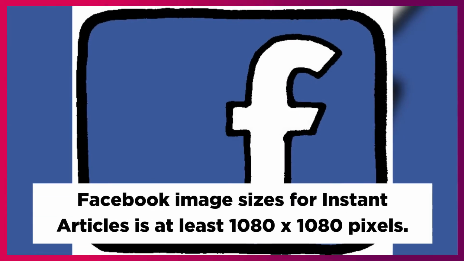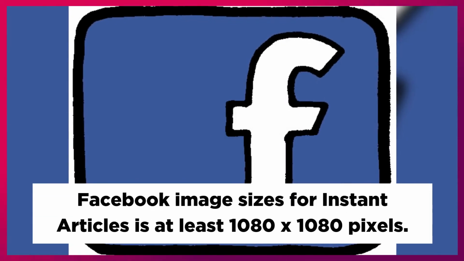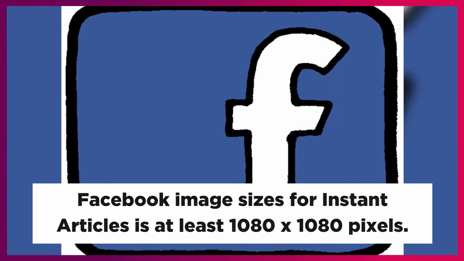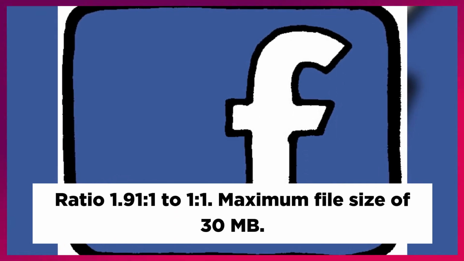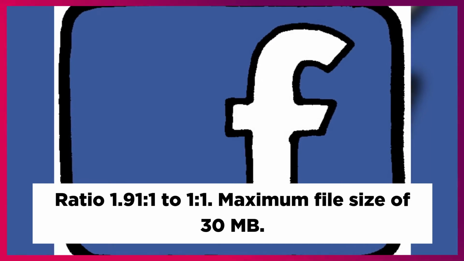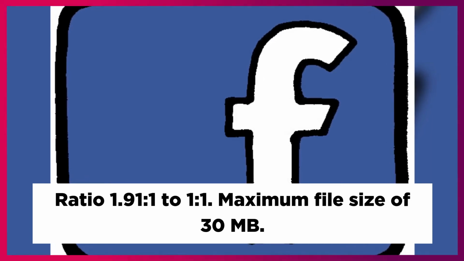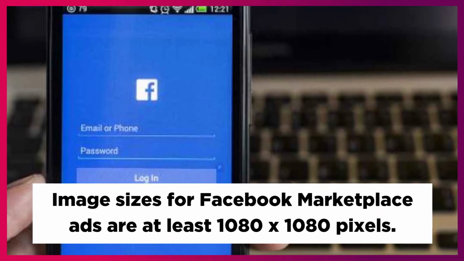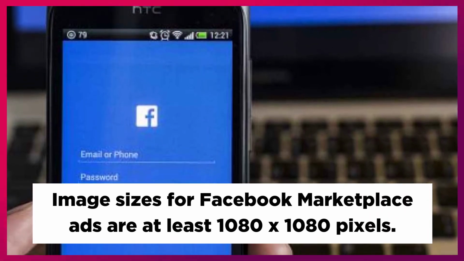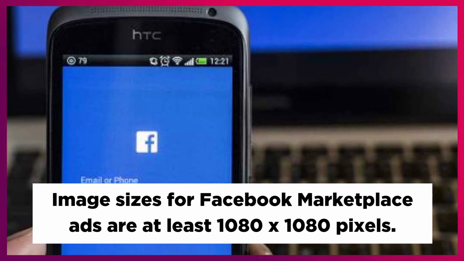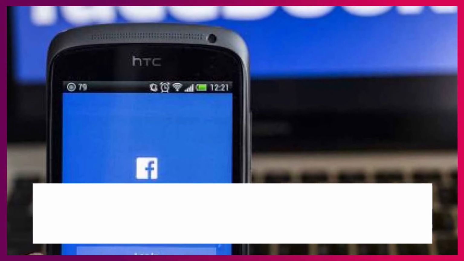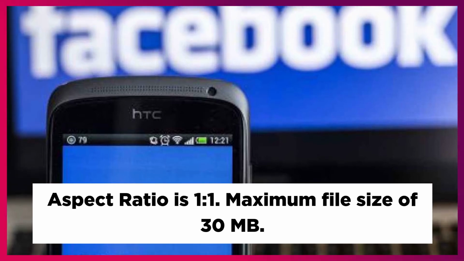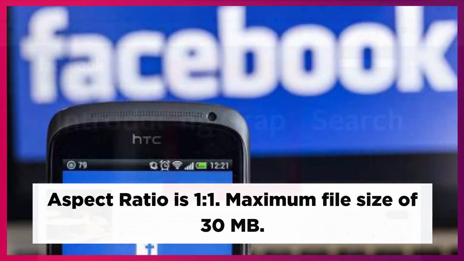Facebook image sizes for instant articles is at least 1080 by 1080 pixels. Ratio 1.91 to 1:1. Maximum file size of 30 megabytes. Image sizes for Facebook Marketplace ads are at least 1080 by 1080 pixels. Aspect ratio is 1:1. Maximum file size of 30 megabytes.